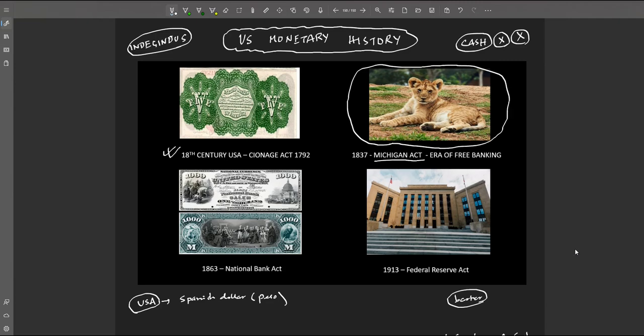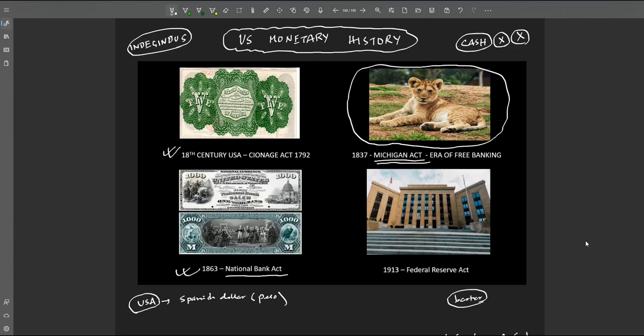Now, the phase ended in 1863 when the National Banking Act was put into place. The National Banking Act was established by President Abraham Lincoln, and it re-established the central banking system. So the wildcat banking system, or the Michigan Act, was basically freeing up the banking system and distributing it into smaller fragments and looking at how it works.